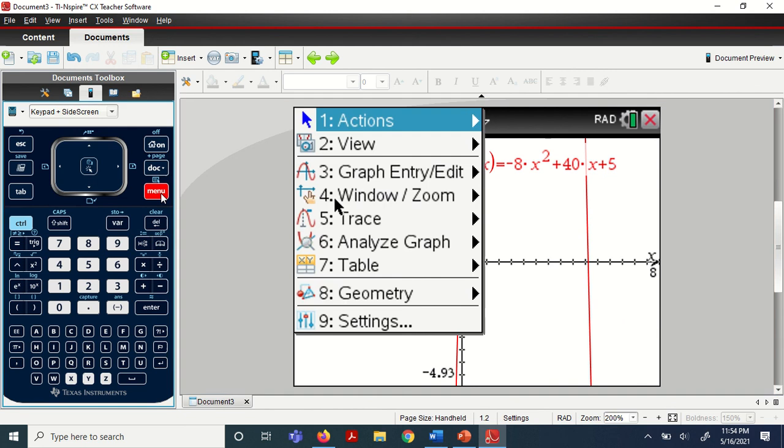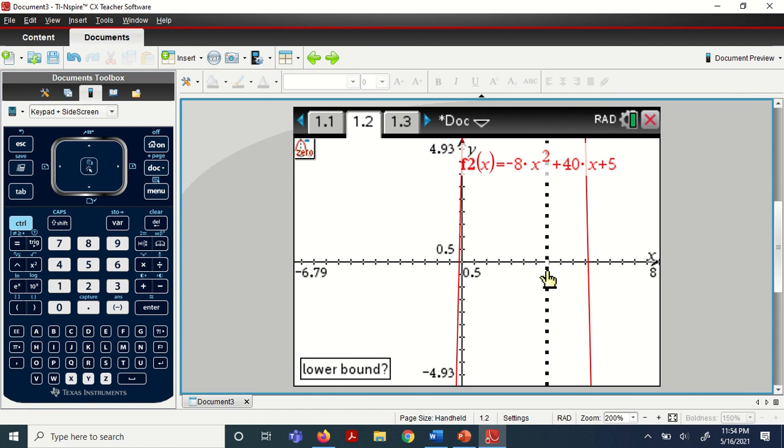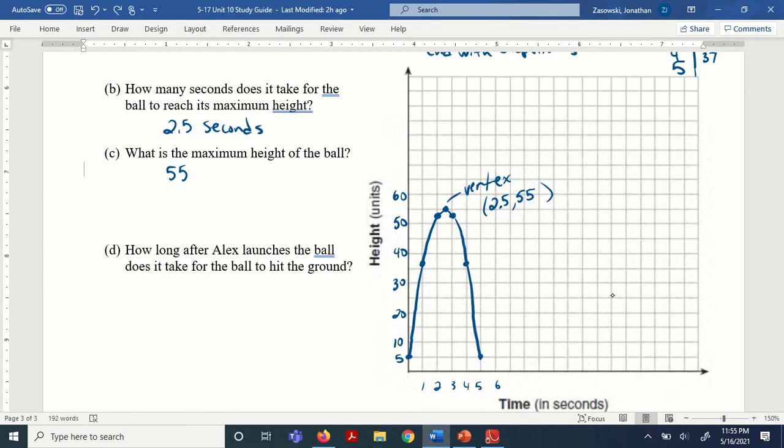So what I'm going to do is hit Menu, Analyze Graph again, and this time you can see the first option is 0. Remember, the 0 is what we're looking for. That's where the graph crosses the x-axis, the parabola. We're going to click it, and then same thing for the maximum. Click and drag, and it'll tell you exactly where it hits. So about how many seconds does it take? Remember, he kicked the ball at time 0, so it took about 5.12 seconds. So about 5.12 seconds. That's what it took.